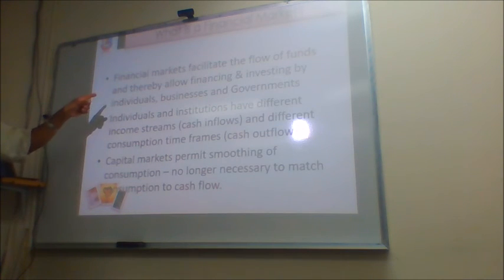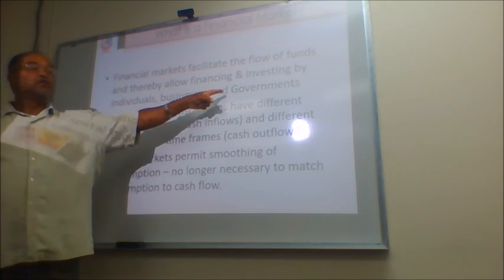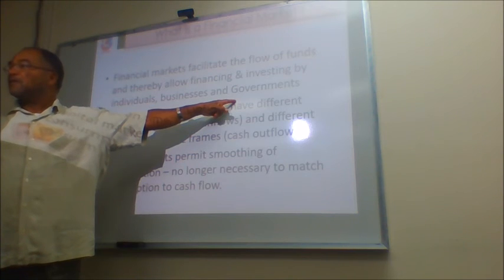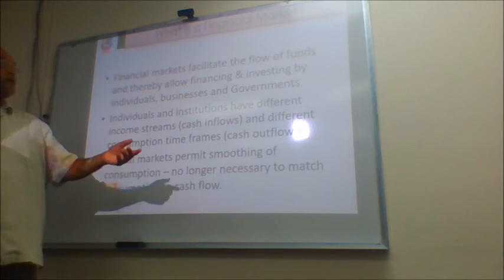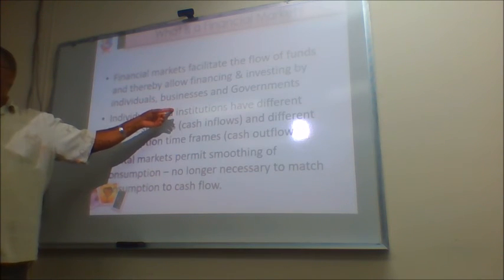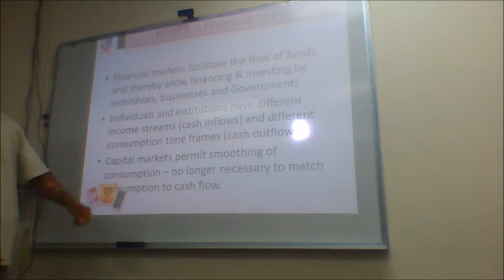Financial markets facilitate the flow of funds and thereby allow financing and investments by individuals, businesses, and governments. Governments issue government registered stock. They give me the paper, they get the money. Businesses borrow from banks, bonds, stocks. We get the paper, they get the money. Individuals, I want to buy a car, I borrow the money from the bank, I get my car.